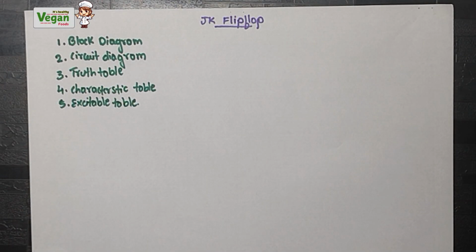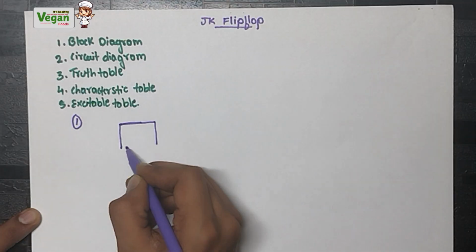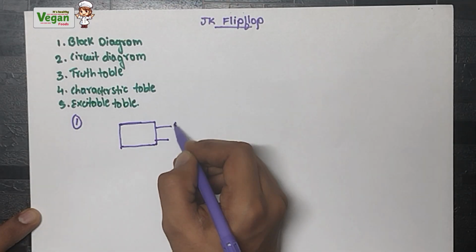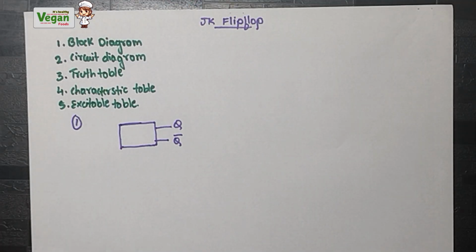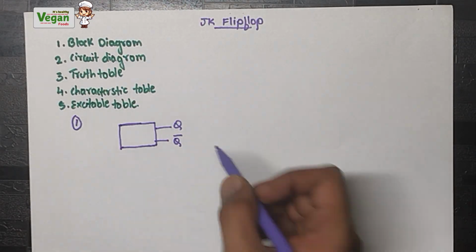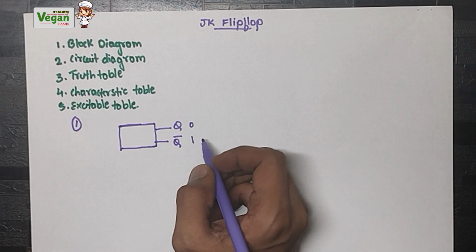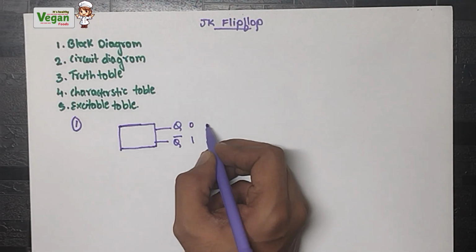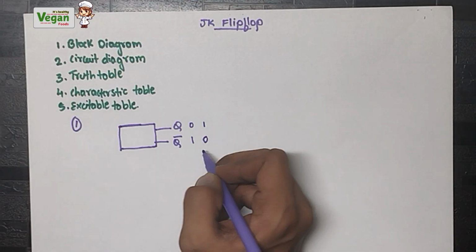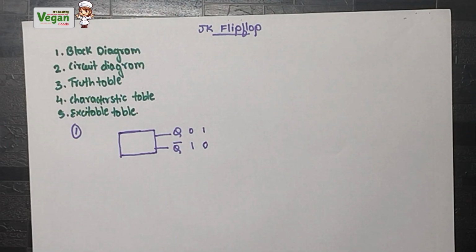Now let's start with the block diagram. We know that in a flip-flop there will be only two outputs, that is Q and Q bar. You can use A bar, B bar like that also. What Q bar represents is that one output is the complement of the other. If you get 0 as output here, the other output will be its complement, that is 1. If you get 1 as the output, then the other output will be 0. So you cannot get the same output values.